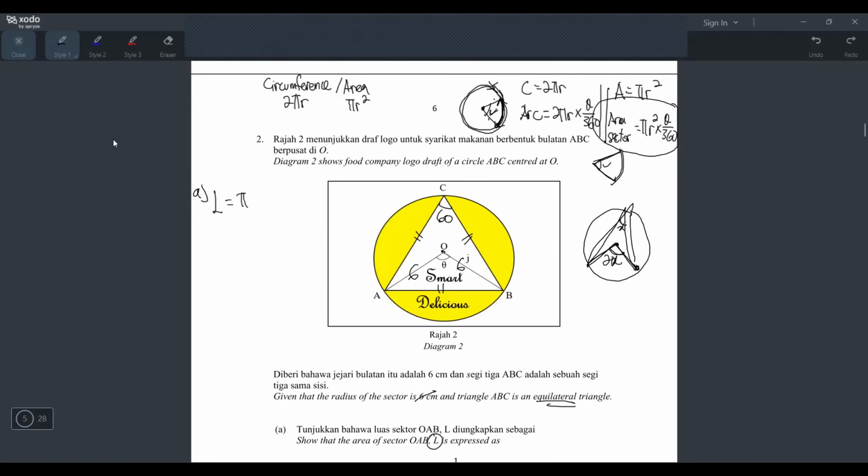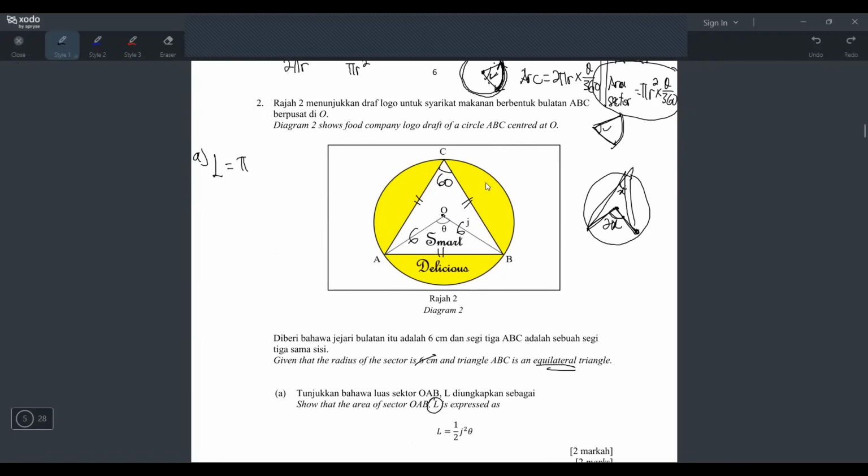But the radius they use is j, I remember. So let's just follow them. Actually, j is the jari-jari, the radius, it's the same thing. But let's follow them. Pi j squared, times theta, over 360. And your theta has to be in degree. But how do we prove this formula?